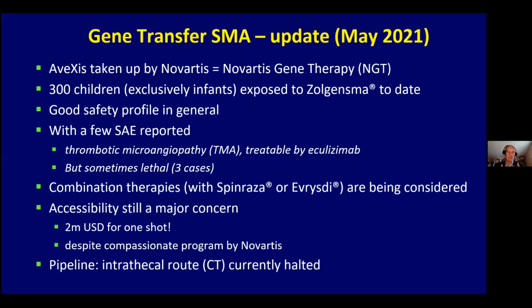The other issue we have, not in France that much, but in many countries, is the problem of accessibility, okay? Because this is a very costly drug. It costs approximately $2 million just for one shot. And despite a compassionate program by Novartis, we're still lacking this drug in the vast majority of countries, okay? And people, especially parents, cannot afford such a cost. And therefore, you really need to have a good healthcare system with good insurance to perform this medication.